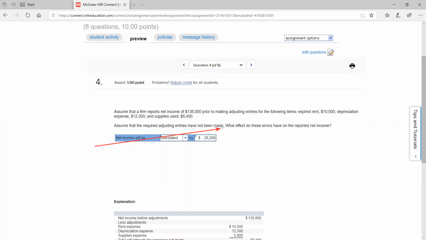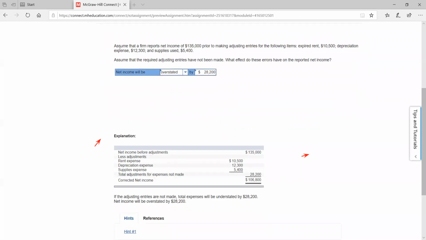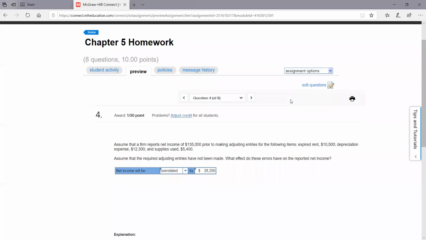Of course, the income is going to be overstated because these three expenses would reduce your net income if you did not record those. So if you add up the rent expense 10.5 and the depreciation of 12.3 and the supplies of 5,400, that's going to give you the 28,200. And then down below, I'll just show you this is what the income actually should look like. It should have been 106,800. All righty. That is number 4. Let's check out number 5.